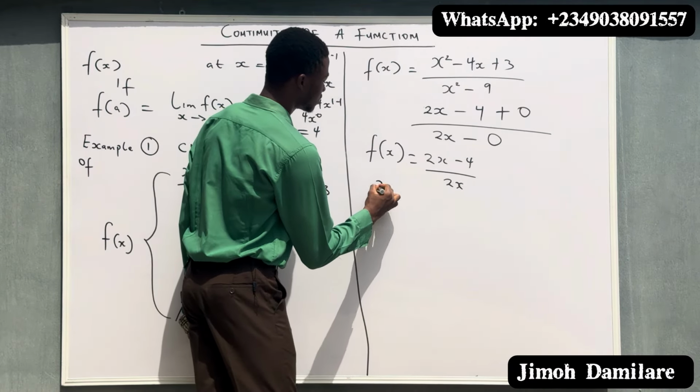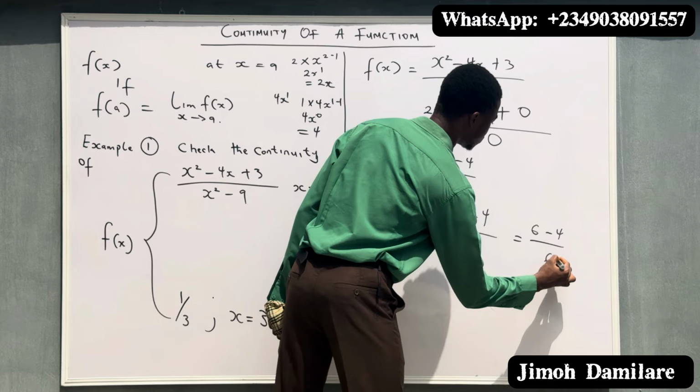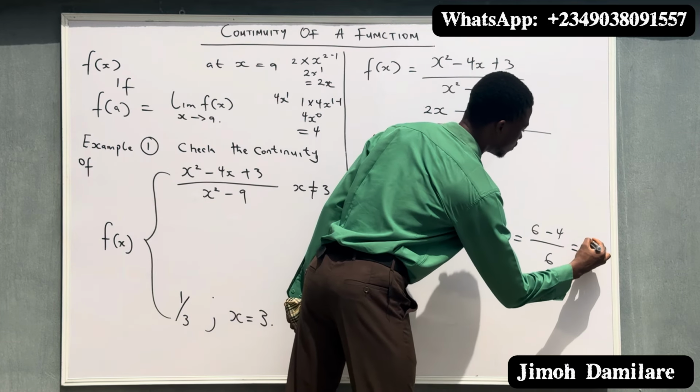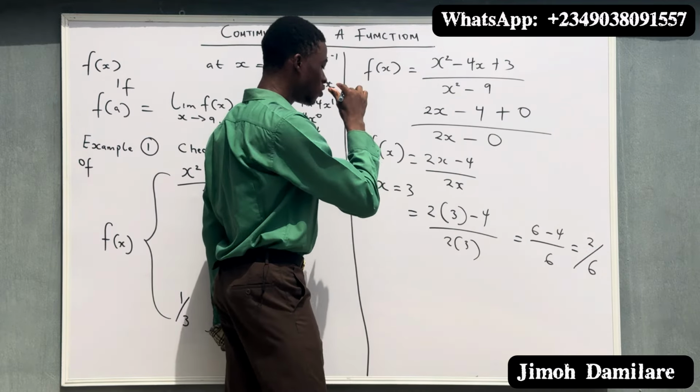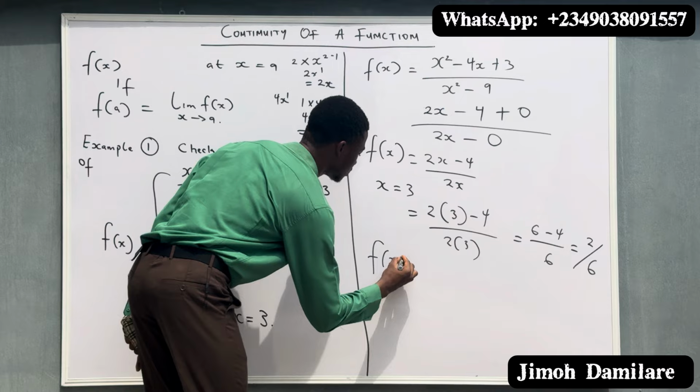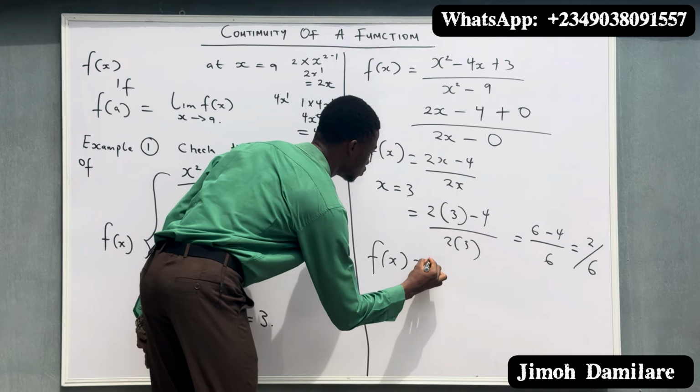So we can then substitute x to be equal to 3. That means anywhere we see x, we are going to put 3. So in doing this, we have 2 open bracket 3 minus 4 all over 2 open bracket 3. So 2 multiplied by 3 gives us 6. So we have 6 minus 4 all over 6, which gives us 2 all over 6. And 2 all over 6 is the same thing as 1 over 3, because this can cancel this to give us 1, and this can cancel this to give us 3. So 1 over 3 is the limit of this function.